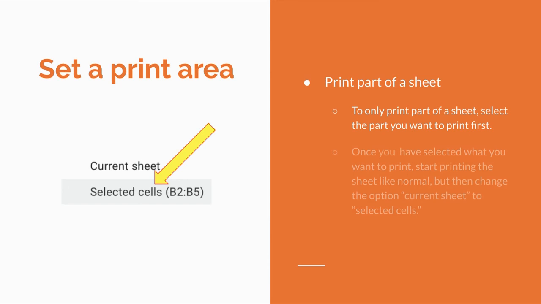Sometimes you don't want to print the whole sheet. You want to print certain cells in a sheet, and so you can select that area first, then go to Print, change Current Sheet to Selected Cells, and then it will only print what you selected.